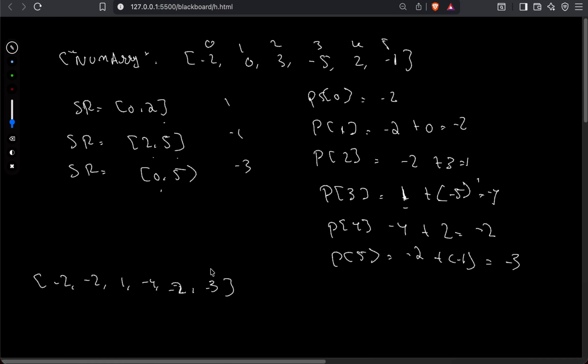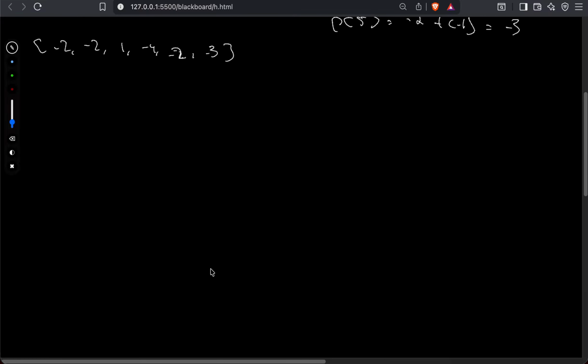Now let's find the sum range. The first query is the sum between 0 and 2, indices 0 1 2 3 4 5. So the sum from index 0 to index 2, where i is equal to 0 and j is equal to 2. If i is equal to 0, that's a special case: return prefix of 2, which was 1. So the output is 1.